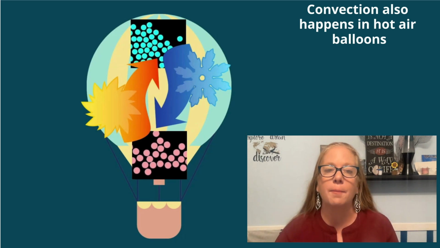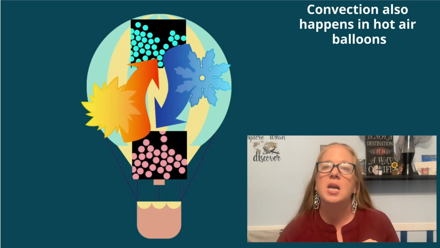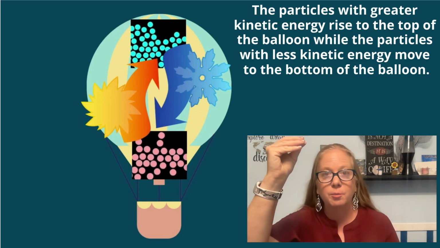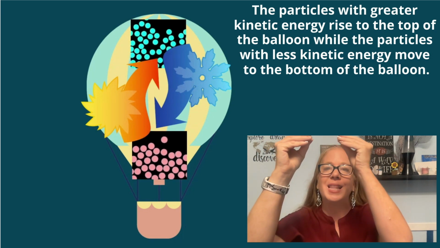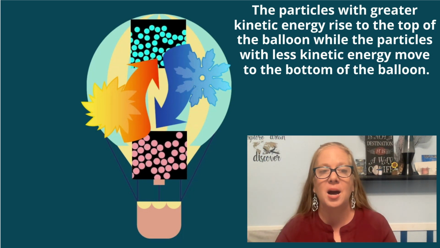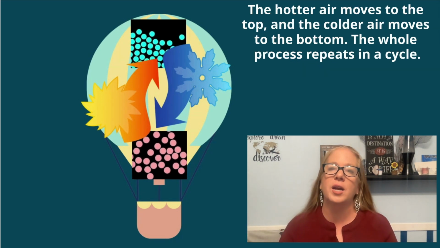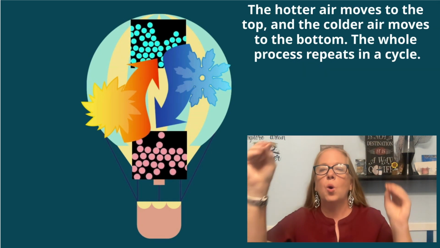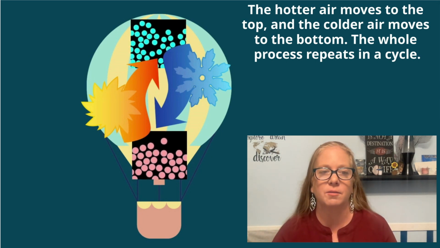Convection also happens in hot air balloons. The particles with greater kinetic energy rise to the top of the balloon, while the particles with less kinetic energy move to the bottom of the balloon. The hotter air moves to the top and the colder air moves to the bottom. Again, the whole process repeats itself.